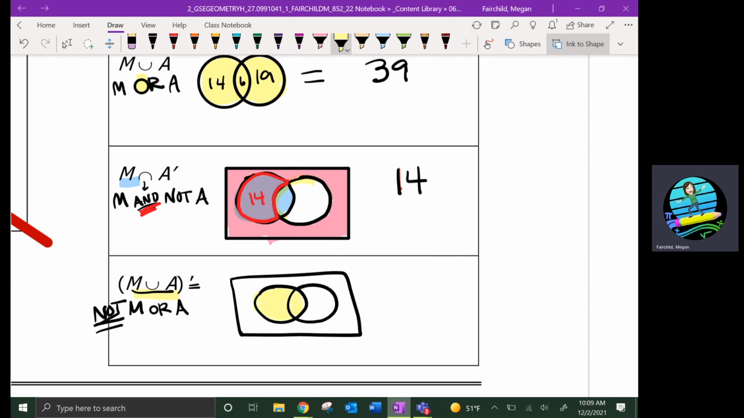I would say, okay, M or A, but then they're saying not that. So then I would want everything that's not shaded. So that would be all of this out here, right? That would be where my 11 would come into play.